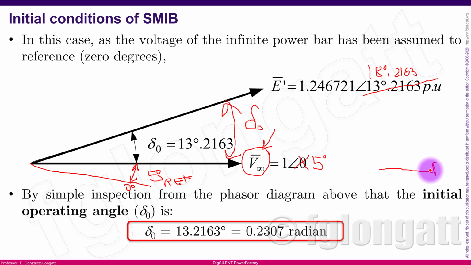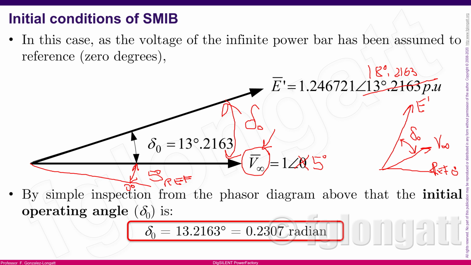What I am trying to tell you is you can have here the reference 0 degree, okay? For any problem, the reference is 0. We have here the voltage of the infinity bus bar, okay? And we have here the internal voltage, let's say, of this synchronous machine. The angle that is defining the rotor angle is this one, okay? This is the initial operating angle. This is the initial rotor angle, okay?